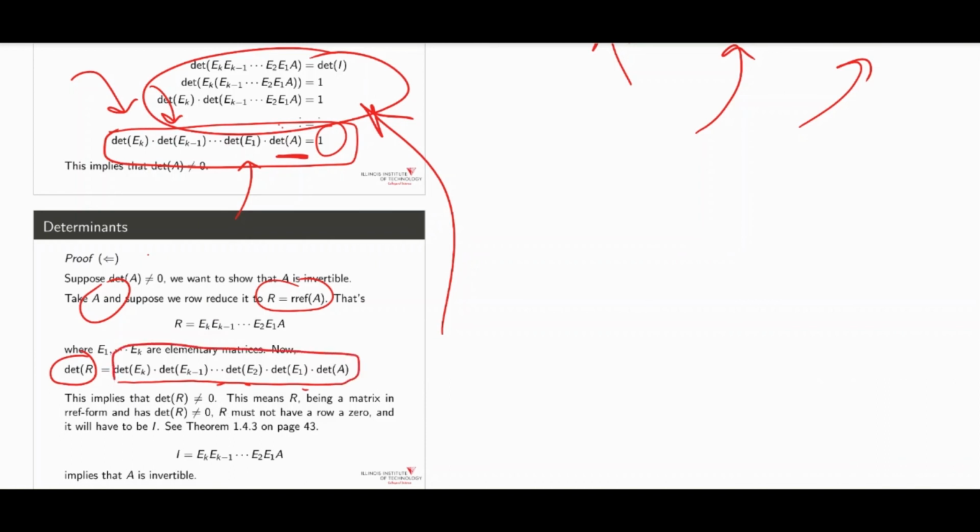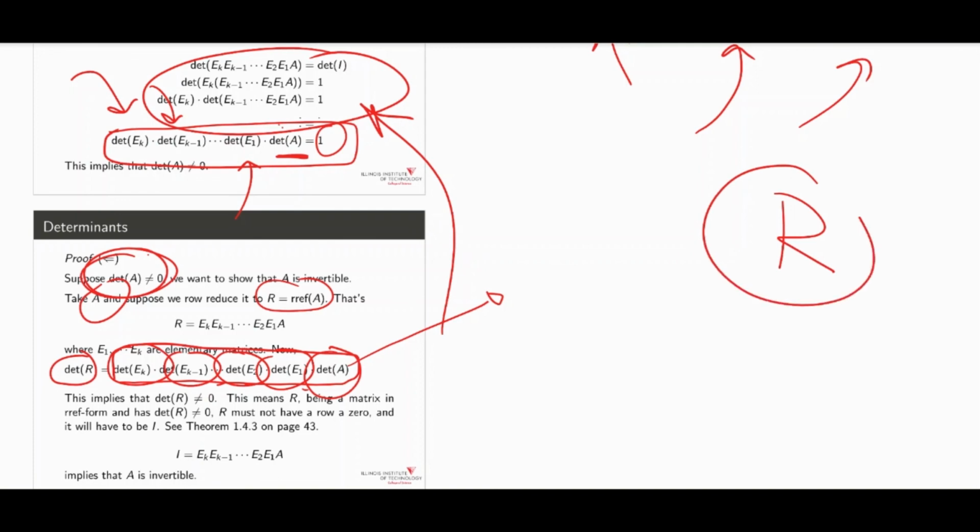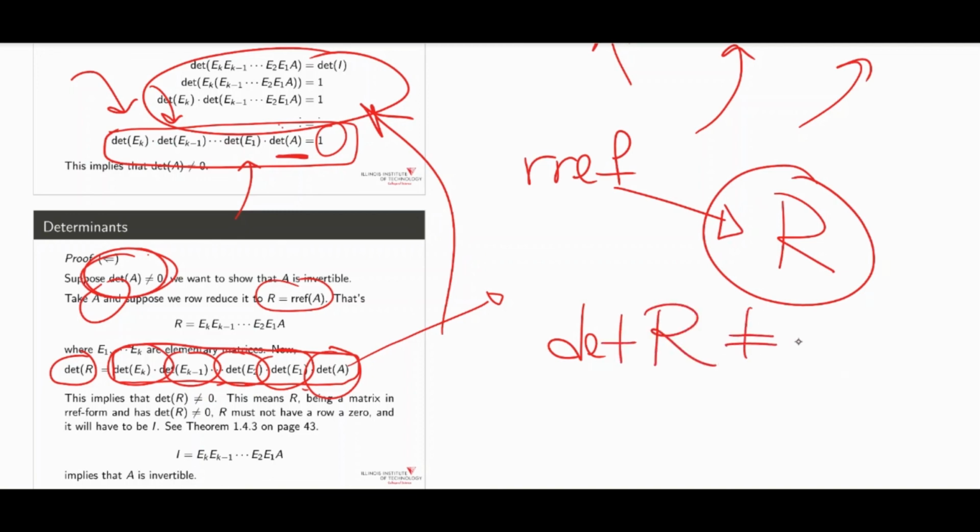So we know that the determinant of A is not equal to 0. So this determinant of A is not equal to 0. That's the hypothesis. And obviously, the determinant of the elementary matrices is also not equal to 0. So we don't know what that R is, but we know that this RREF matrix has determinant that is not equal to 0.